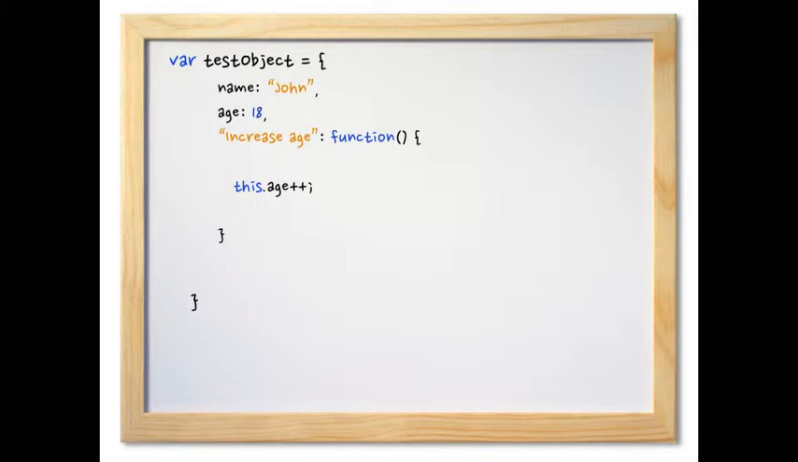Examples of that here are name and age as just normal text, and then you have "increase age", which is a string. The values of these properties can be any kind of object. The really cool thing here is that you can define a property as a string, with white spaces and any other special character. This is where the practical perspective of JavaScript comes in.